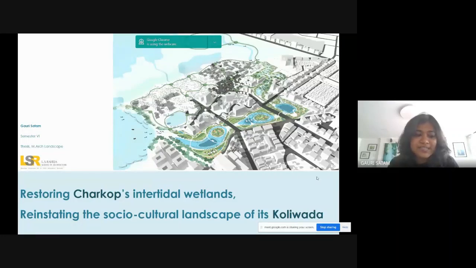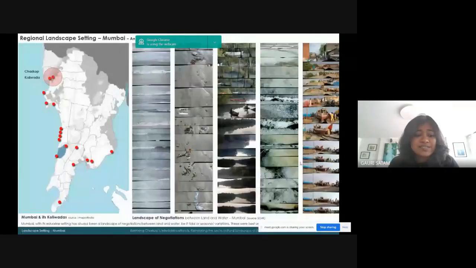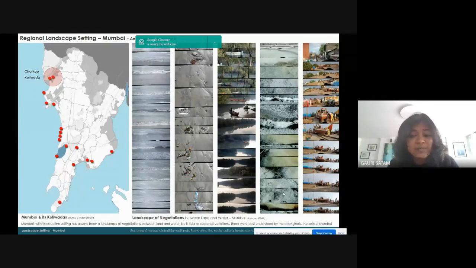Gauri Satam. My thesis topic is restoring Charkop's intertidal wetlands and reinstating the socio-cultural landscape of its Koliwada. Mumbai, with its estuarine setting, has always been a landscape of negotiations between land and water, be it tidal or seasonal variations. These have been best understood and optimized by the aboriginals, the Kolis of Mumbai. So I have taken up the case of Charkop Koliwada, which is a western suburb of Mumbai.